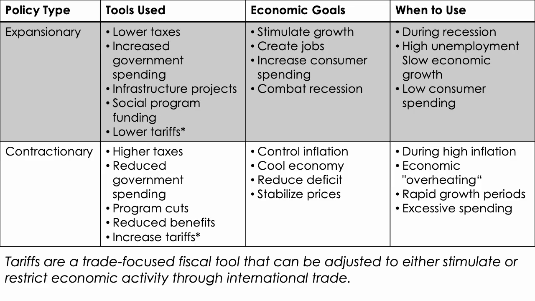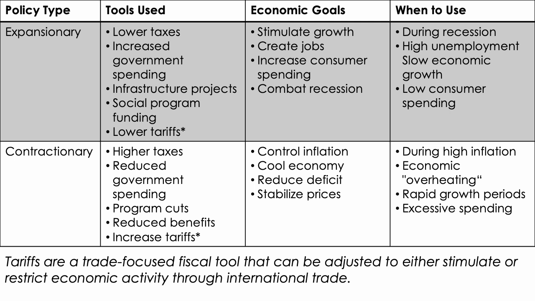Let's sum up what we've learned with this table. It shows two types of fiscal policy: expansionary fiscal policy and contractionary fiscal policy. Expansionary fiscal policy is carried out by lowering taxes, increasing government spending, building things like roads and bridges, spending more money on social programs, and sometimes lowering tariffs. Tariffs are taxes on imported goods.